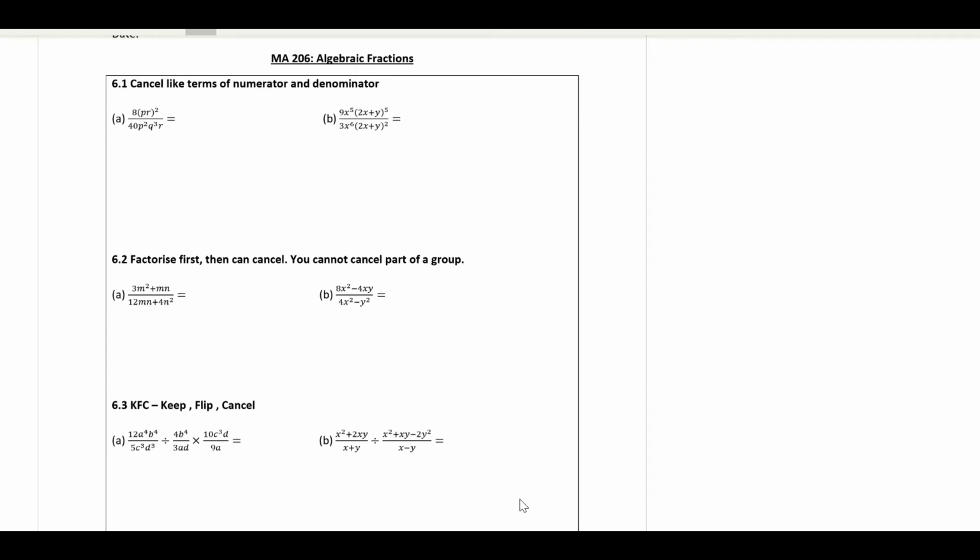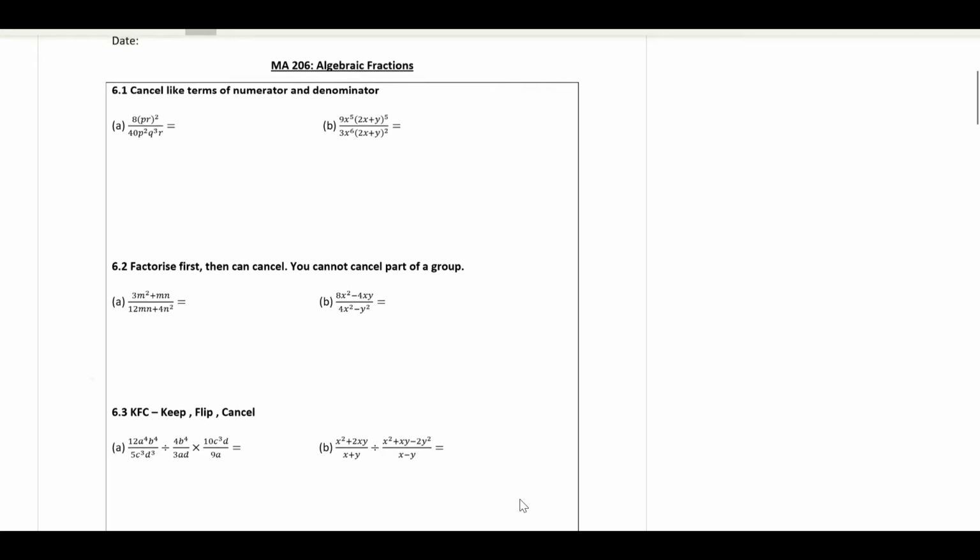Okay, so this topic is about algebraic fractions, and algebraic fractions can come in many kinds. And Sec 2 is the point whereby you have to be very good and versatile with your algebra, be it in fractions or identities or factorization. Then you won't suffer when you are in Sec 3 or Sec 4.